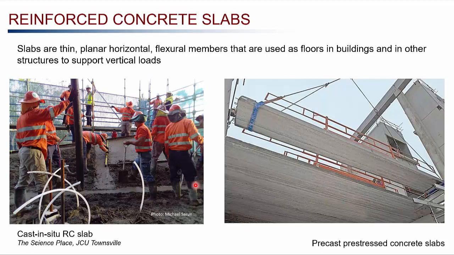From a construction perspective, slabs can be divided into two types. Cast in situ reinforced concrete slabs are cast at the site. The concrete is poured at the site, whereas the precast slabs are cast at the factory, delivered to the site and erected at the site.